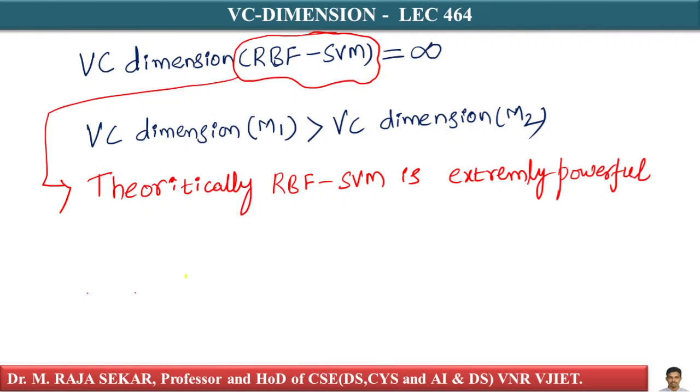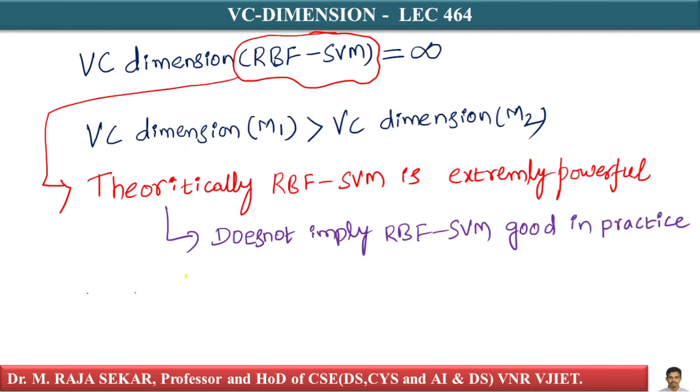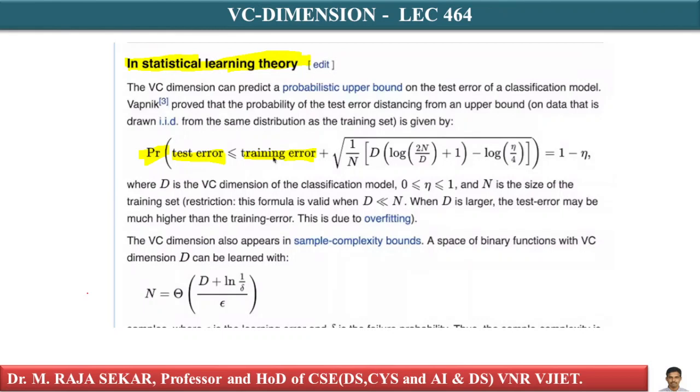There is one more interesting use of VC dimensions in statistical learning theory. Again, there are lots of assumptions here. Assuming that your training and test data are randomly sampled, there is a very interesting result in statistical machine learning which shows the probability of what your test error is, based on train error.